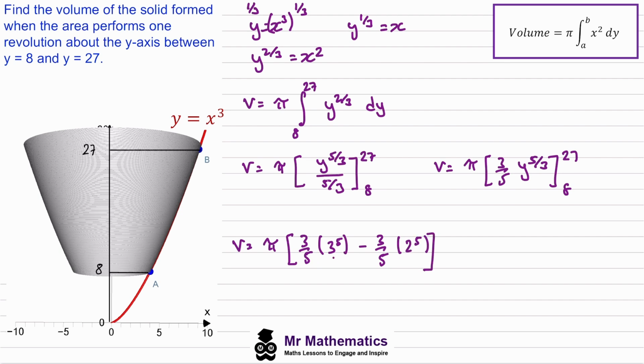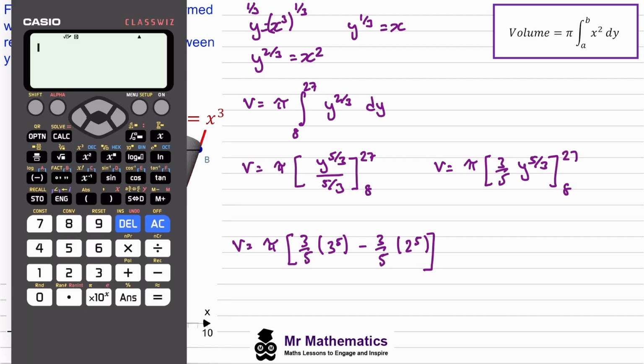And we can work this out on our calculators. So we've got 3/5 or 0.6 of 3 to the power of 5, minus 0.6 of 2 to the 5, which is 32. And we get the volume will be 633 pi over 5. Okay?